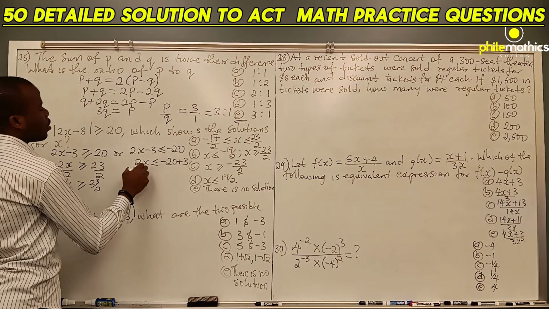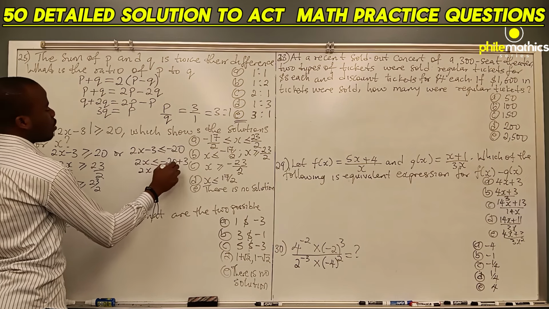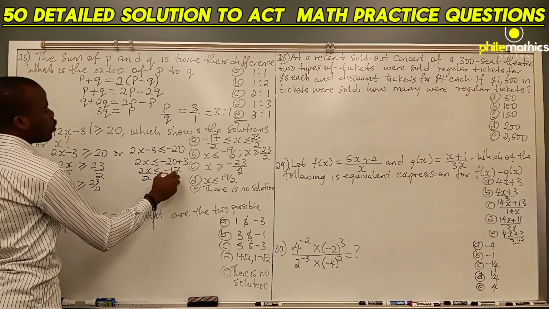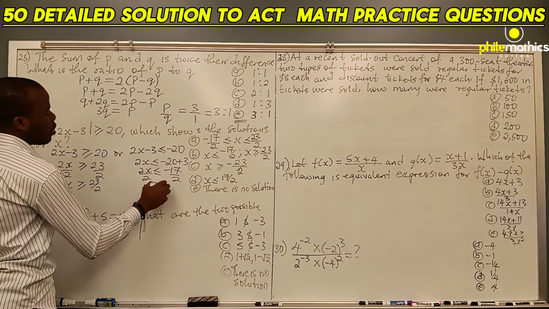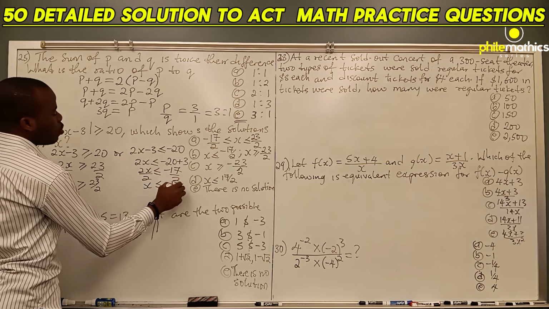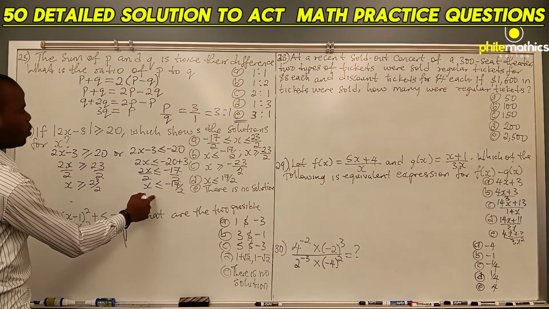3, which is minus 17. Divide both sides by 2, we'll have x less than or equal to minus 17 over 2. The correct option will be B.